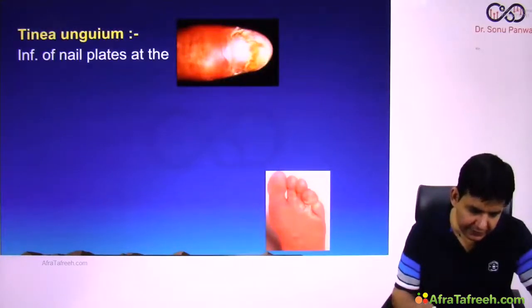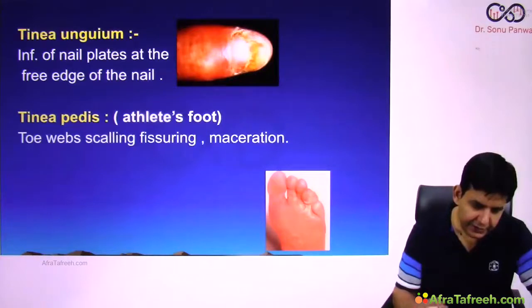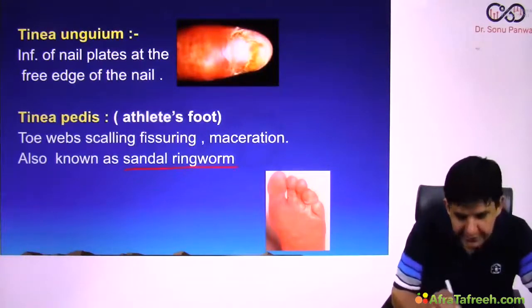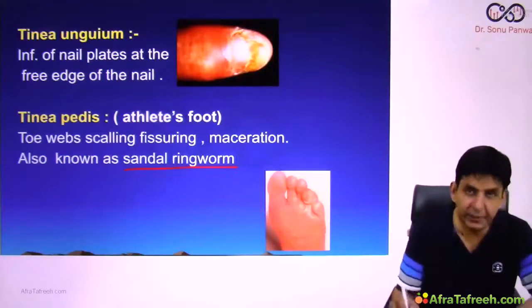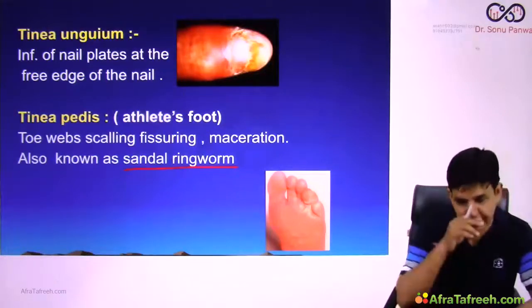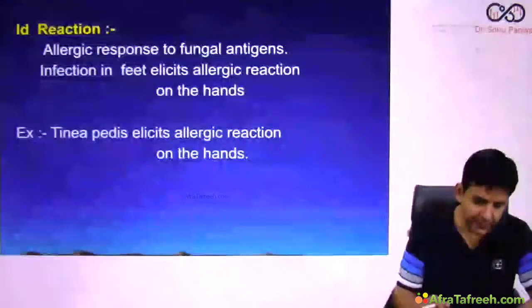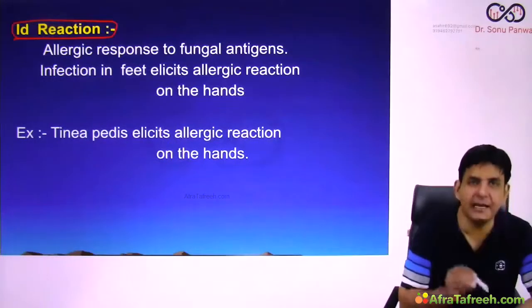Tinea unguium, infection of the nail plates at the free edge of the nail. Athlete's foot, which is termed as tinea pedis, so that you observed, and also known as what? Sandal ringworm, because it happens in that particular area where you wear the sandals and all, so that's termed as sandal ringworm also. So tinea unguium, tinea pedis, tinea cruris, tinea barbae and tinea capitis, these all infections you need to remember. Okay, in this only one reaction is there which is termed as ID reaction.